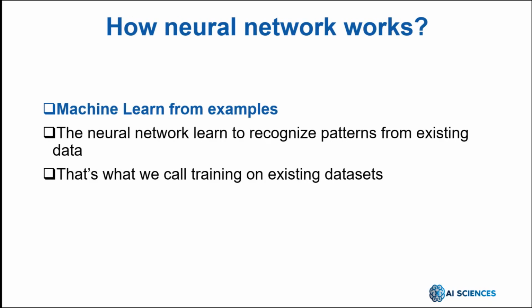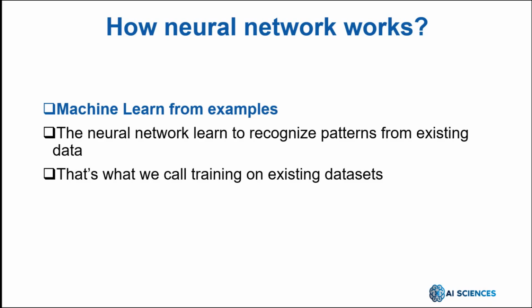Now, how can we run our neural network? In the first place, the neural network learns to recognize patterns, just like a human. We show it examples of correct inputs and outputs in the hope that when we give it a new input it's never seen before, it will know how to give the correct output. That's what we call training on existing data sets. Don't forget, machine learning equals learning from examples.